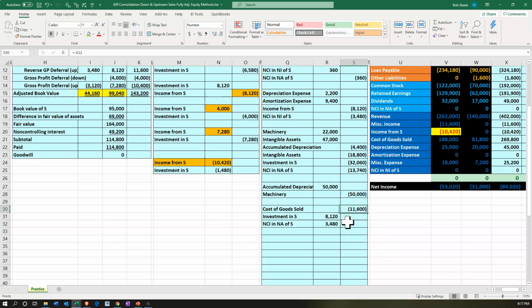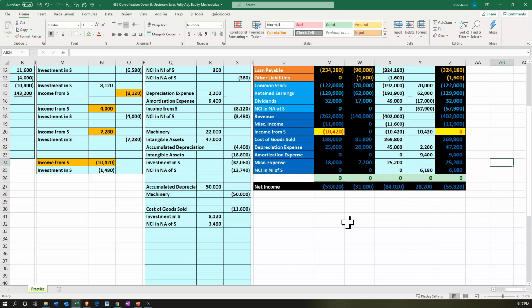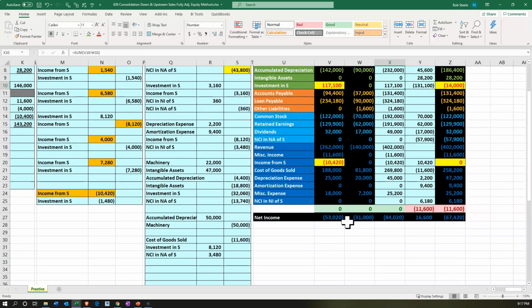So let's go ahead and record this out. We're going to say this is going to be the cost of goods sold. Cost of goods sold is going to be the 11.6. And then we have the investment in S. The investment in S. So there's that. I'm going to say F2 plus F2. And we will then pick up the 8120. Then we have the non-controlling interest in the net assets, F2 plus F2. And so there we have that.